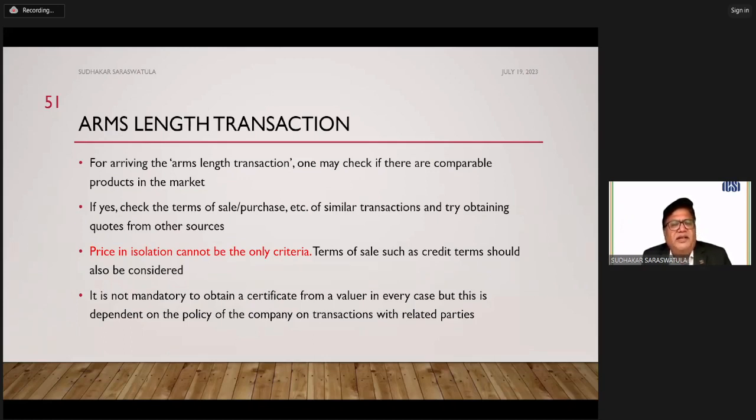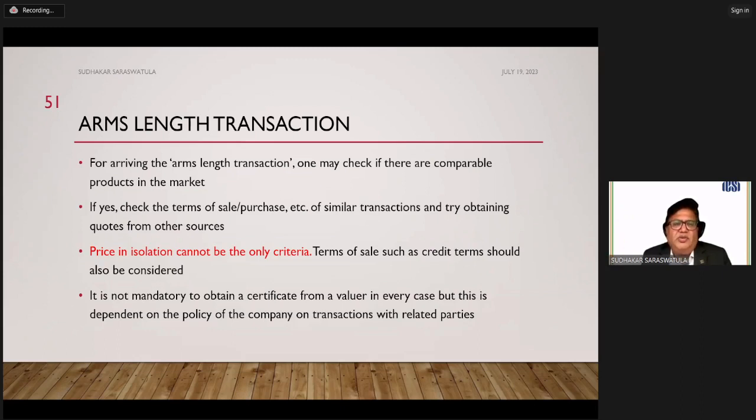It is not mandatory to obtain a certificate. Sometimes people think that by taking a quotation from two, three parties to justify my arm's length transaction, or by getting the transaction valued by a valuer, that is the end of it. By merely doing that, it is not the end of it.